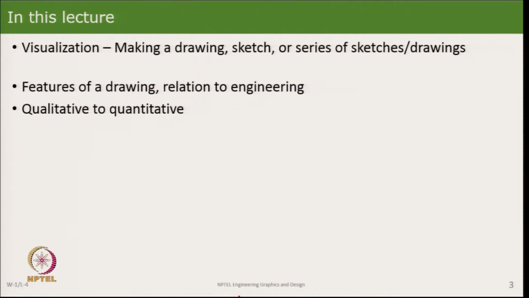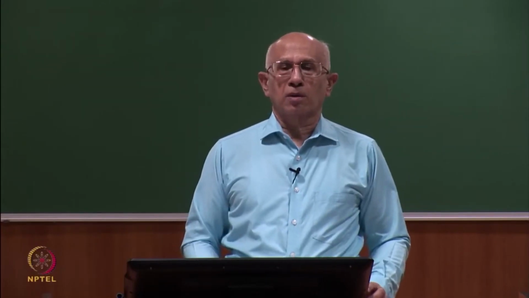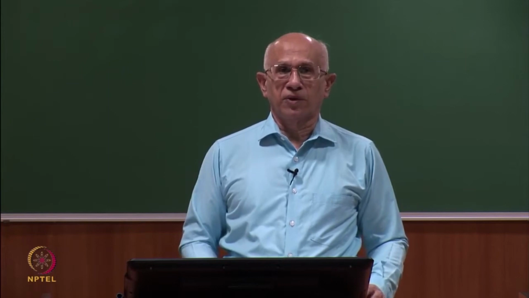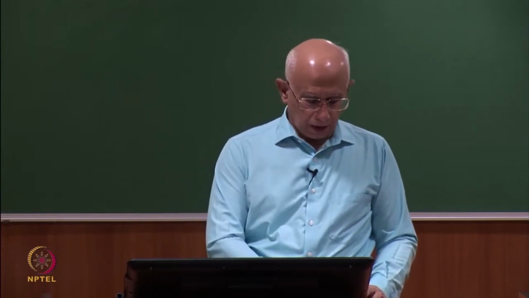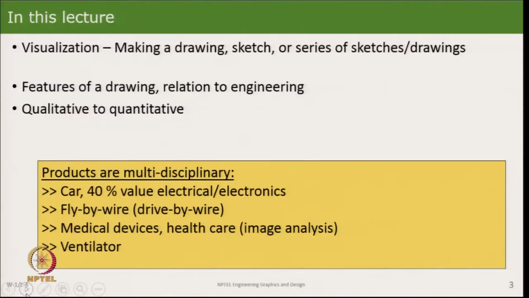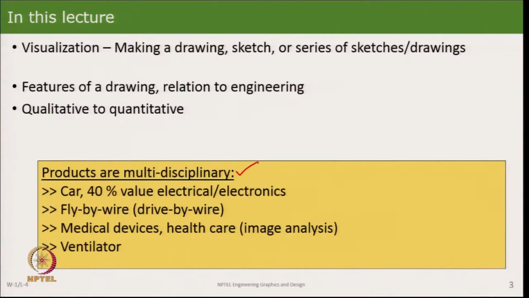In making drawings, we will start with the qualitative way of representing shapes and then see how in engineering we use a qualitative shape and we put quantitative information on it by way of dimensions, angles, other features like that. We will look at objects as one component at a time, which may be related to any one field of engineering, but today's world of engineering products are hugely multidisciplinary.